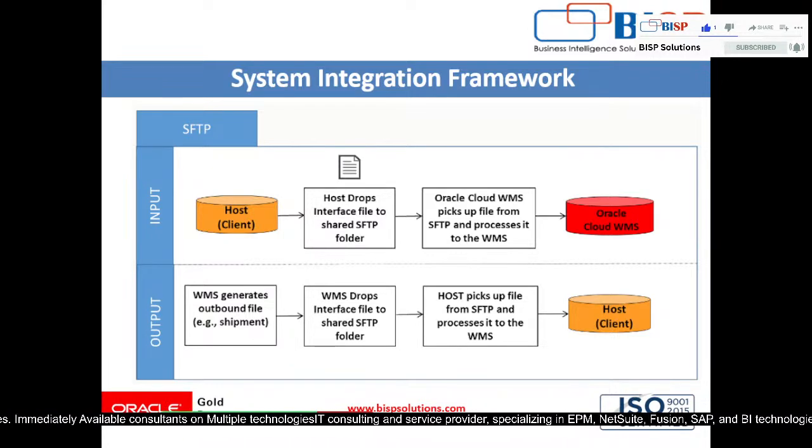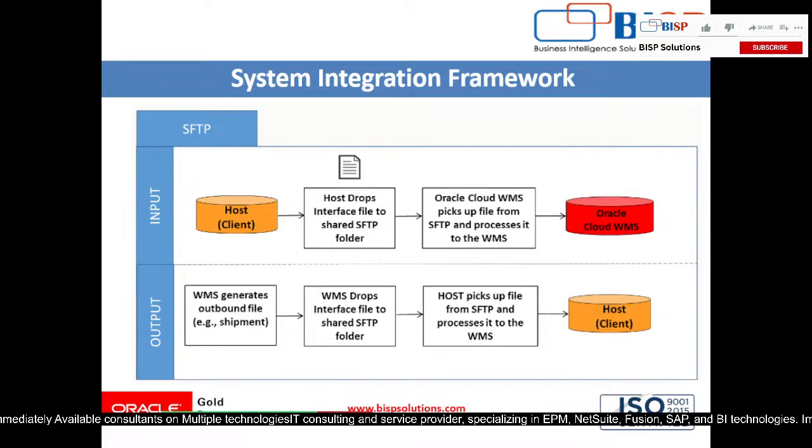So now in the case of input, here is our client, right? Now in the second step, the host places the interface file in the SFTP folder, right? So before starting the system integration framework, we have to create an SFTP folder in our cloud, right? Now the next step is Oracle Cloud WMS picks up the file from the SFTP and processes it into the WMS, and it transfers our data into our Oracle Cloud WMS, right? So in this way we perform the input process in the integration framework, right?